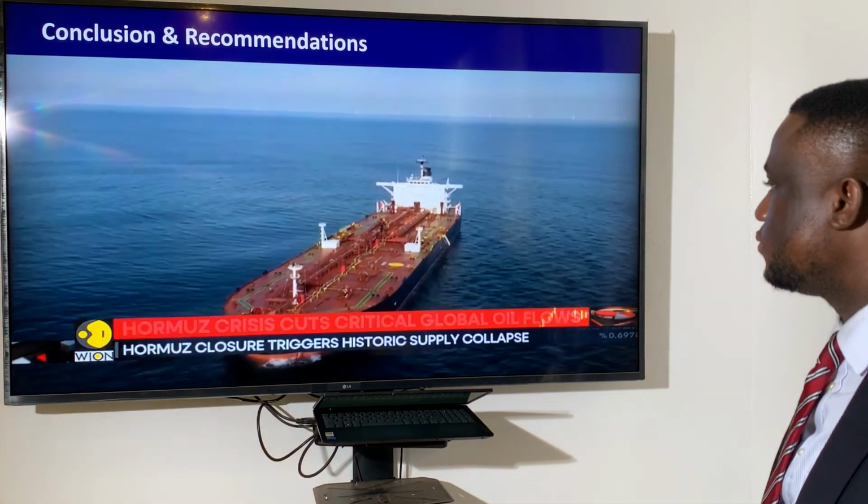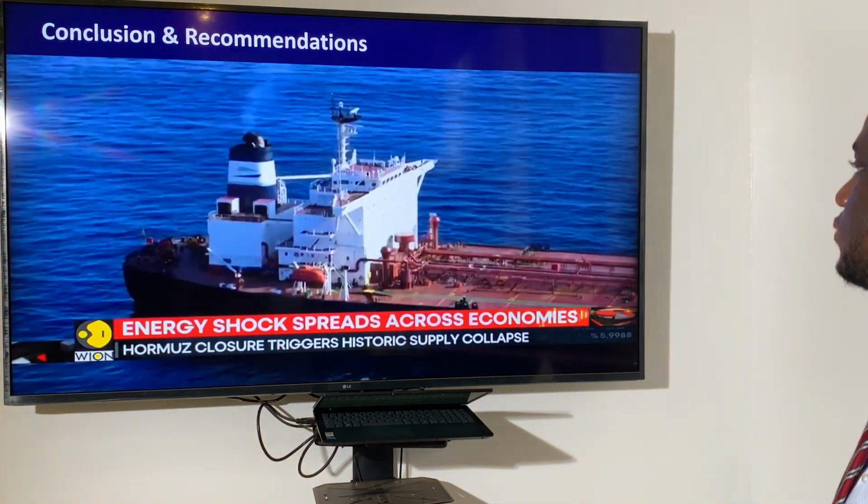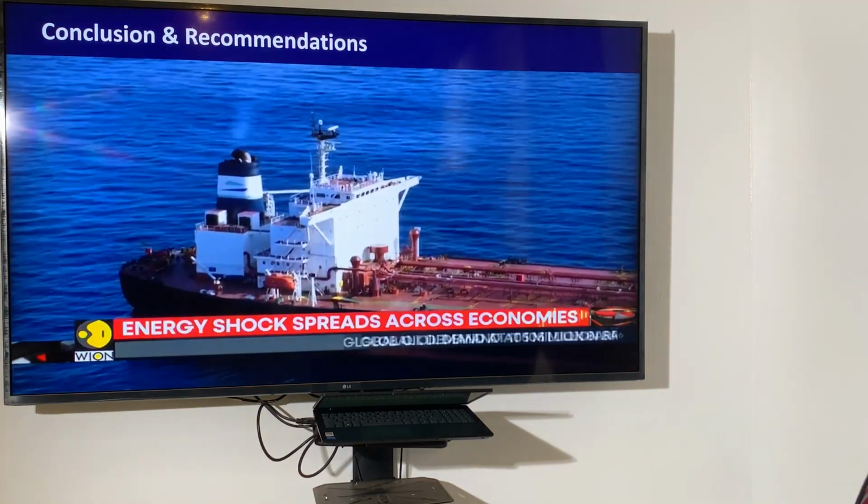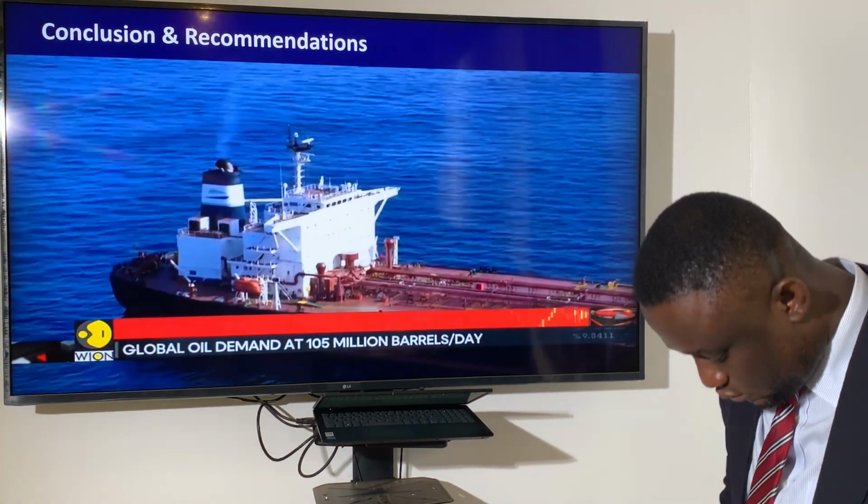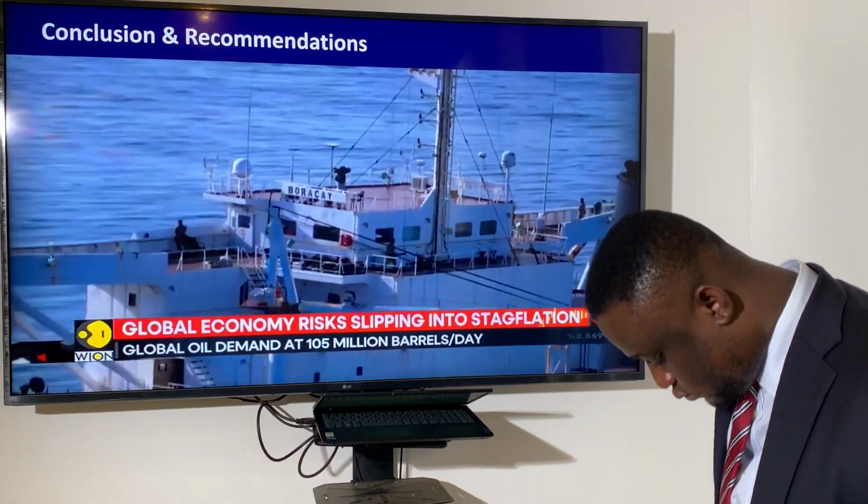The disruption is hitting oil importing economies the hardest, especially in Asia. The reason is simple. It's the simple understanding of how the supply chain works.